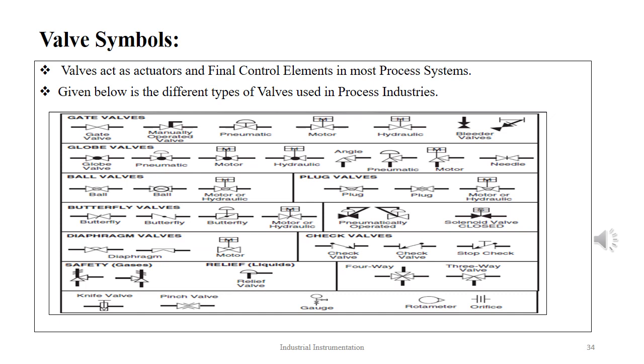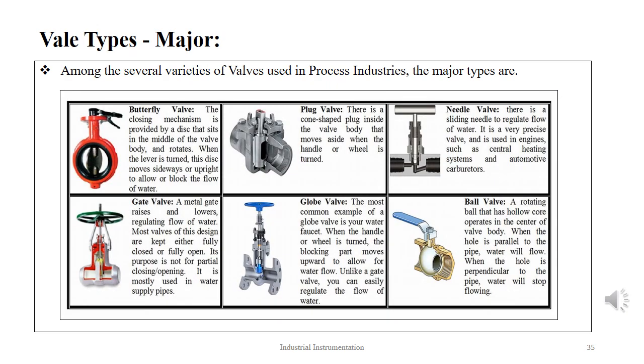There can be gate valves, globe valves, ball valves, butterfly valves, diaphragm valves and safety valves, which have again their own different types and classes. The major valve types are butterfly valve. The closing mechanism is provided by a disc that sits in the middle of the valve body and rotates. When the lever is turned, this disc moves sideways or upright to allow or block the flow of water. Then comes plug valve. There is a cone-shaped plug inside the valve body that moves aside when the handle or wheel is turned.